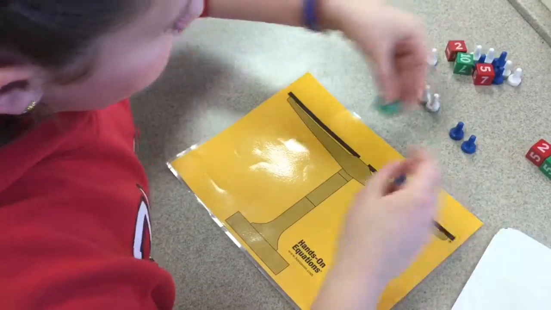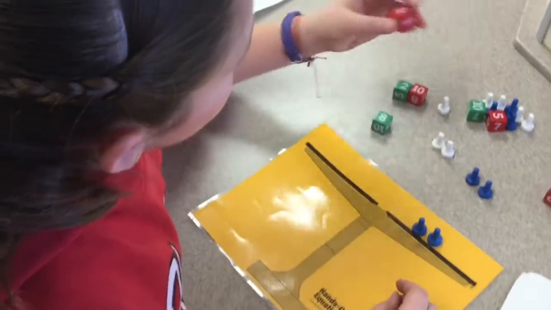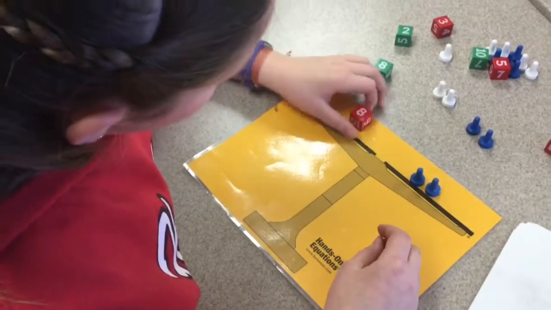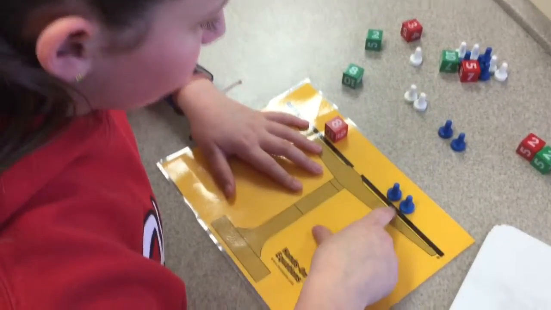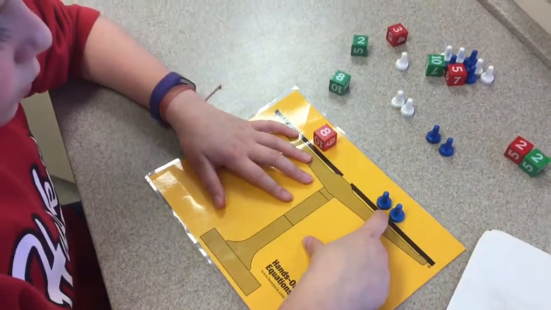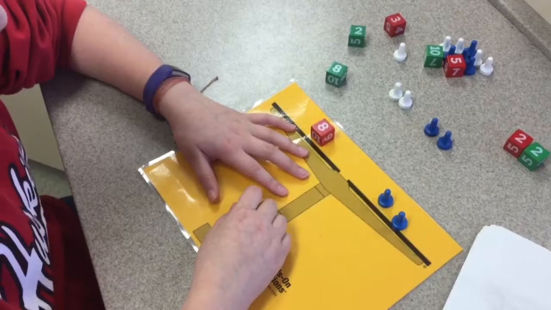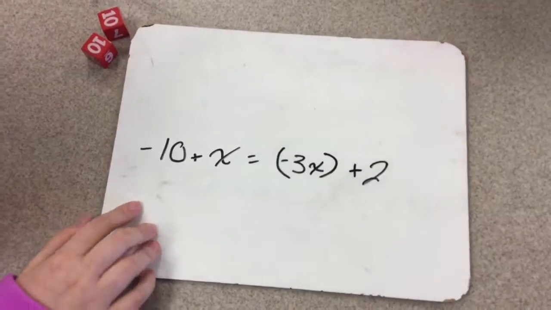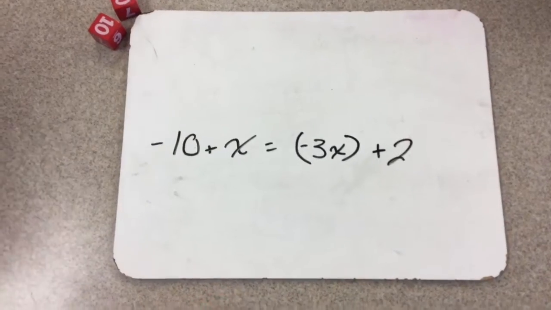Together this would equal a negative 8, so let's get a negative 8 in here. Or, I meant positive 8. Oops, here's a positive 8. Then together these would equal positive 4. So this is a positive 4 and this is a positive 4, and there's your answer. My next problem is negative 10 plus x equals negative 3x plus 2.